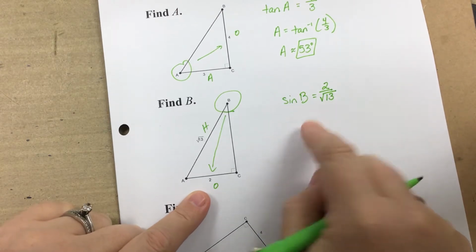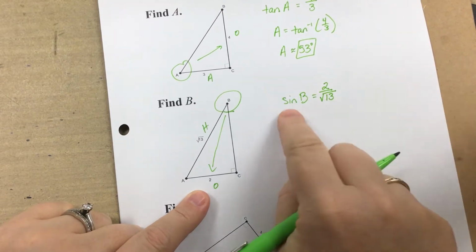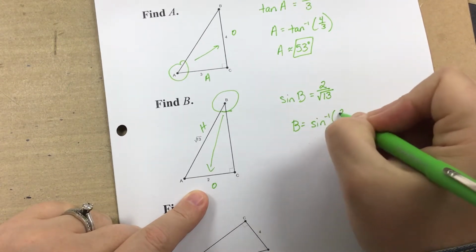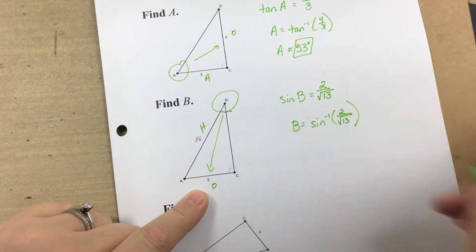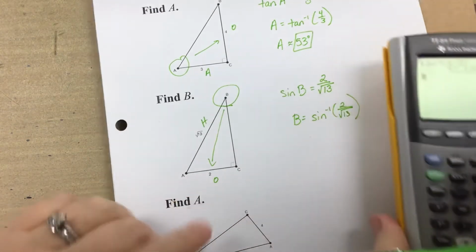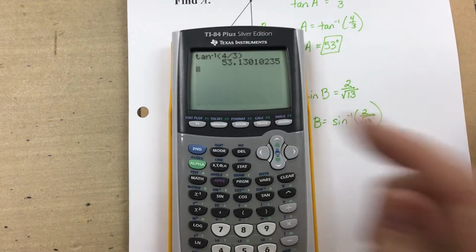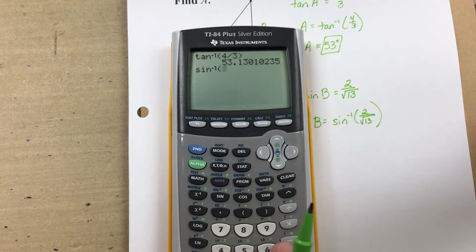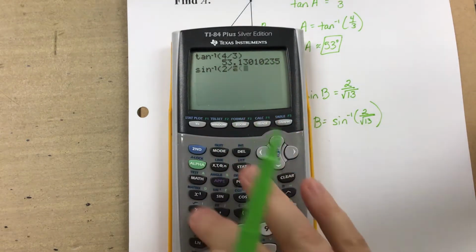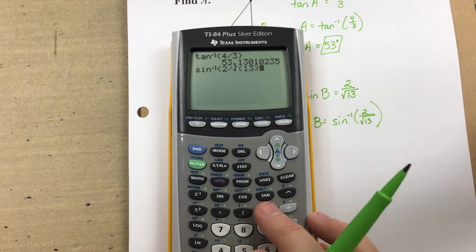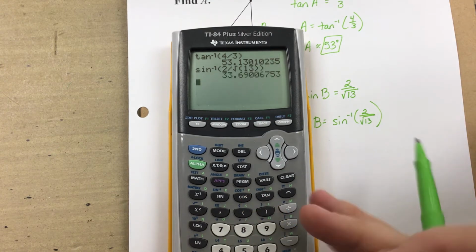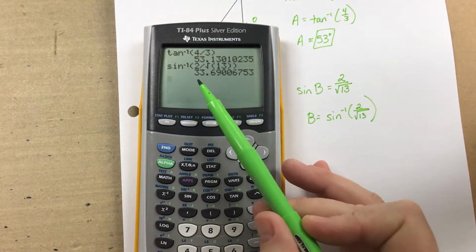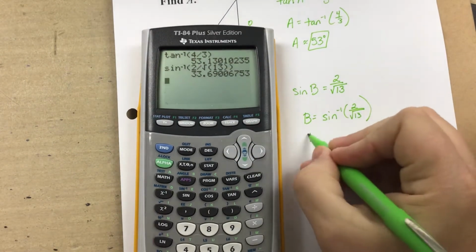If I'm trying to find the angle, since I'm dealing with sine, I'm going to do the inverse sine of both sides. So I'm looking at the inverse sine of 2 over the square root of 13. I'm going to grab my calculator. I'm going to hit second sine to get it to show up on my screen, and then I'm going to do 2 divided by the square root of 13. That gives me, if I round to the nearest degree, 33.69, which is going to round to about 34 degrees.